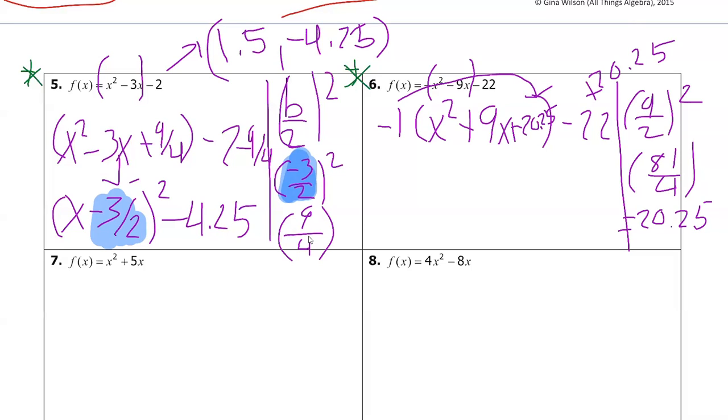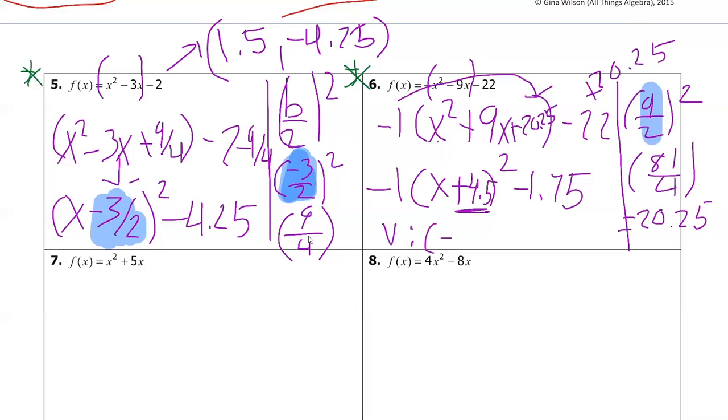So if I simplify this, this would be -1 times x, squared. Like I said, whatever you get before you square it, we had 9/2, or 4.5 if you want to write a decimal, whatever you get when you take your b over 2 before you square it is what you'll have here. And then -22 plus 20.25 would be -1.75. Check. Yep. So your vertex would be -4.5, -1.75.